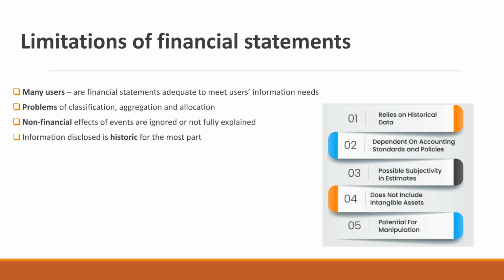There are also problems of classification, aggregation, and allocation. How we group transactions, how we combine similar items, and how we assign costs can all involve judgments that might not fully reflect the complexities of the business. Financial statements primarily focus on quantifiable financial data. Non-financial effects of events are often ignored or not fully explained. Things like employee morale, environmental impact, or customer satisfaction are often not captured, even though they can be crucial for a company's long-term success. A major limitation is that the information disclosed is primarily historic. While past performance is important, it doesn't necessarily predict future performance.